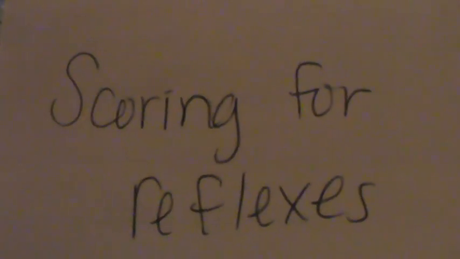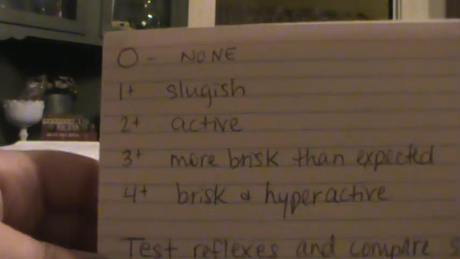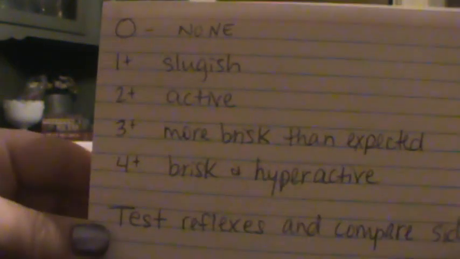So we're going to test it, but we absolutely have to know how to score it or we can't document anything. How do you score reflexes? So it's a 0 to 4+ scale. 0 is none, no reflexes.